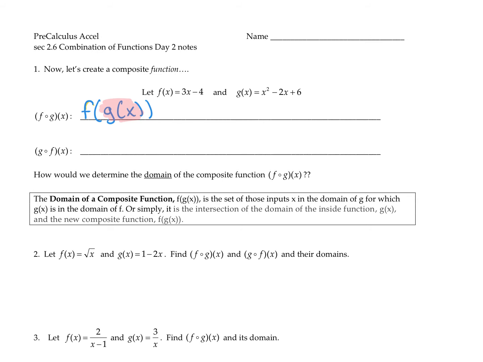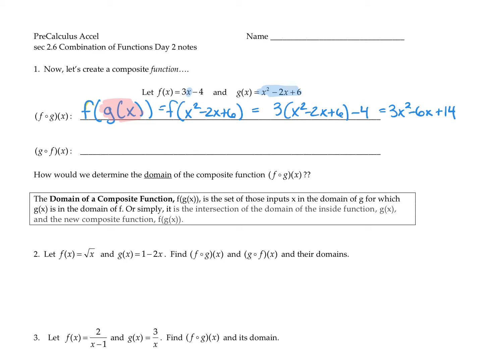What this would look like for the above example is I would take g, which is x squared minus 2x plus 6, and I'm going to plug it into the x of f. So I would have f of x squared minus 2x plus 6, because that's what g is, which would be 3 times x squared minus 2x plus 6. Don't forget about the minus 4. When I distribute and combine like terms, I would get 3x squared minus 6x plus 14. So the inside function is plugged into the outside function.